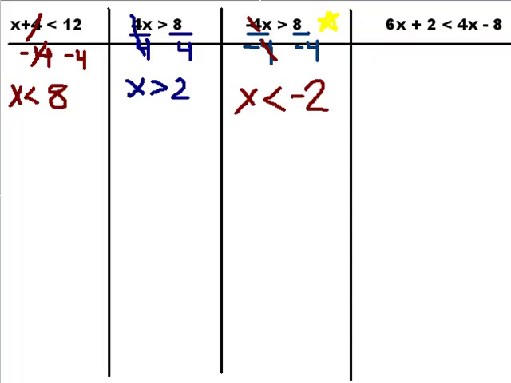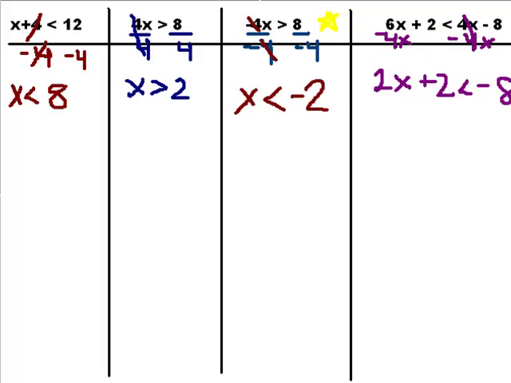For the next problem, we have the variable on both sides of the equation. Again, just apply the same rules as if this was an equal to. I would get all my variables to one side, so I'd subtract 4x from both sides. 6x minus 4x gives me 2x. And then these two cross off, so I still have plus 2 less than minus 8.